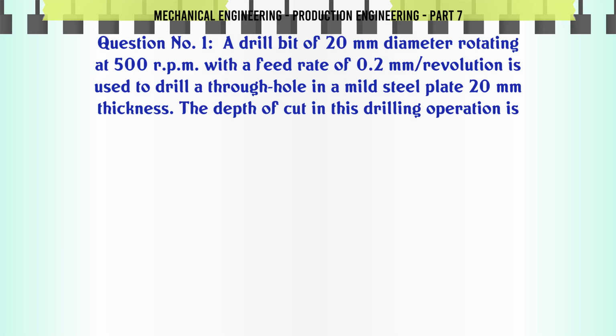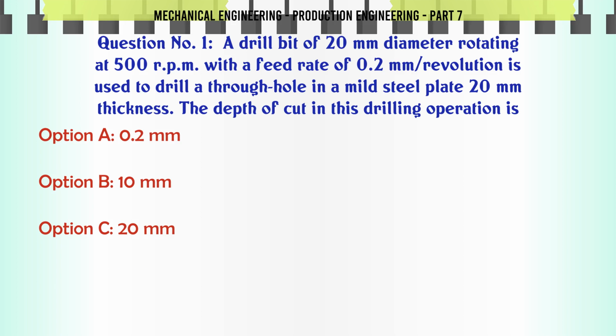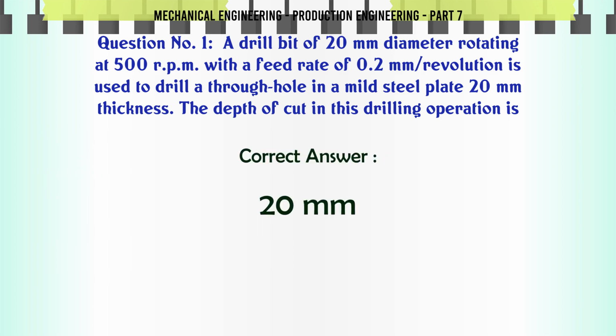A drill bit of 20 mm diameter rotating at 500 rpm with a feed rate of 0.2 mm per revolution is used to drill a through hole in a mild steel plate 20 mm thickness. The depth of cut in this drilling operation is A) 0.2 mm, B) 10 mm, C) 20 mm, D) 100 mm. The correct answer is 20 mm.